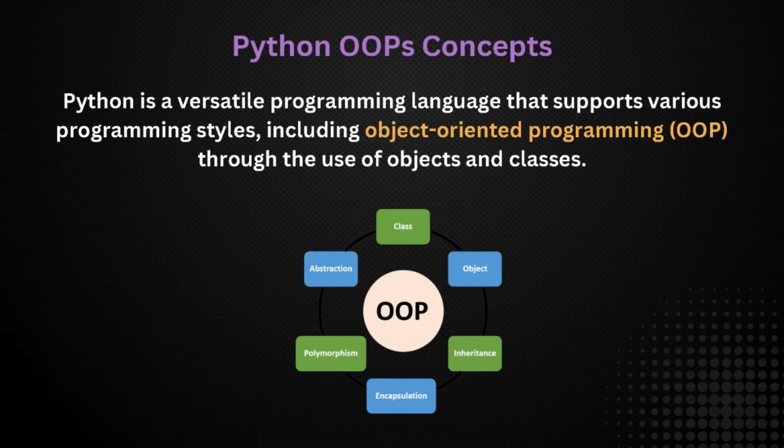The OOP concepts in Python involve class, object, inheritance, encapsulation, polymorphism, and abstraction. So basically, class and objects are the basics of OOP, while abstraction, polymorphism, encapsulation, and inheritance are the four pillars of OOP. So in this part 1, we will talk about class and object, while in part 2, we will talk about the pillars of OOP.